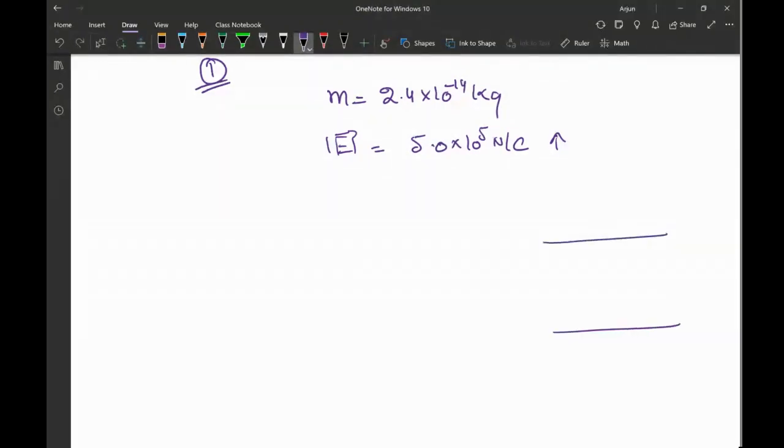First of all, I'll show the electric field. The electric field is acting in the upward direction. If the electric field is acting upward, I'll show down here that this will become negative, because the arrow of the electric field will always point towards the negative charge and away from the positive.